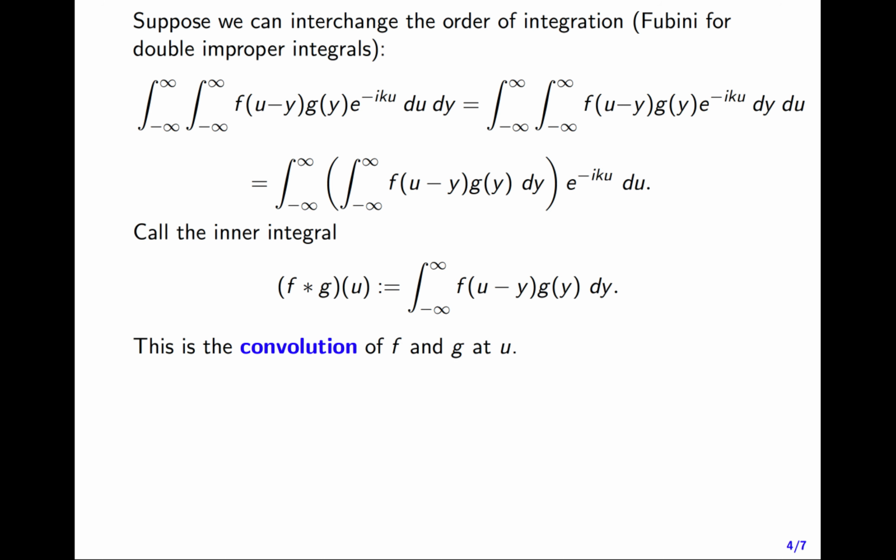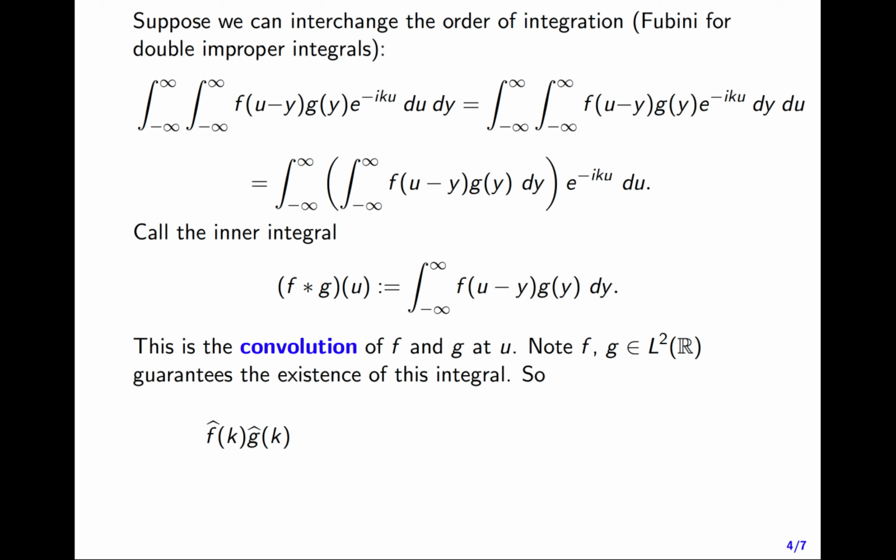And I call this integral the convolution of f and g at the point u. So I start with two functions f and g and a real number u, and then I get this new function, the convolution of f and g at u, by integrating in this way f of u minus y times g of y, integrating with respect to y. And the fact that I've taken f and g in L2 of R, by my estimates before, guarantees that this improper integral exists.